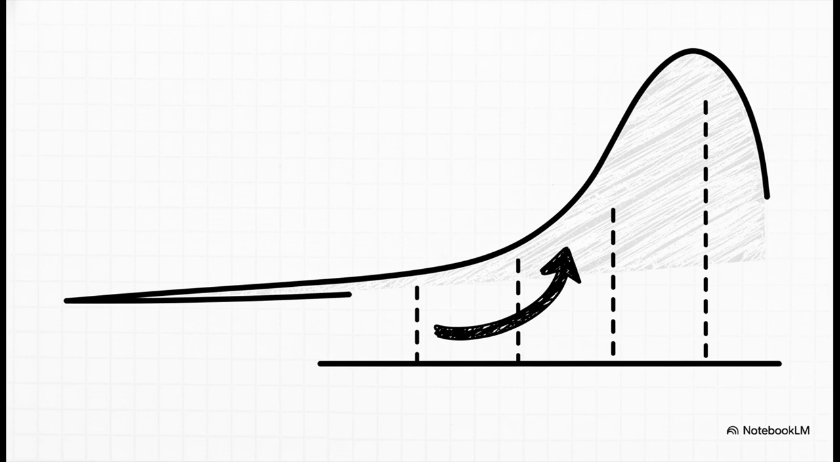Why? Because in a negative skew, the data clumps at the high end where the peak, the mode, lives, while the mean gets dragged way down by that left tail. Mean is less than median, which is less than mode. Honestly, fantastic job if you caught that logic.